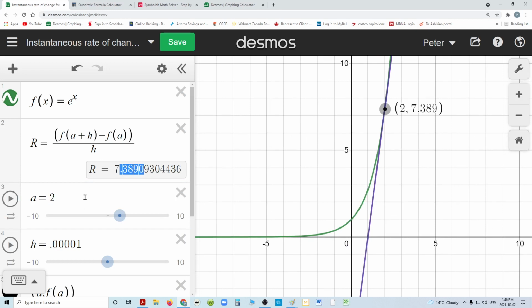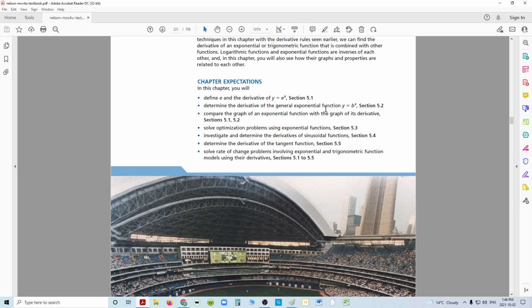And that's pretty much all the textbook does for e, which is sort of unfortunate. And then it's going to move on to any number to the power of x and combinations thereof. Comparing the graph of the exponential function with the derivative. Solving optimization problems. Then we're going to move on to sine curves, tangent curves, and the derivatives, and solve rates of change for those.